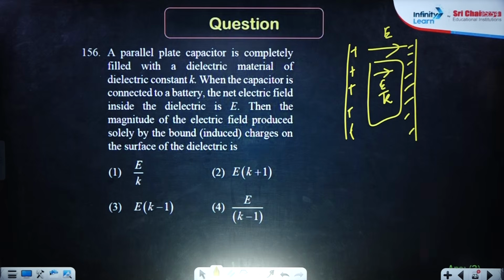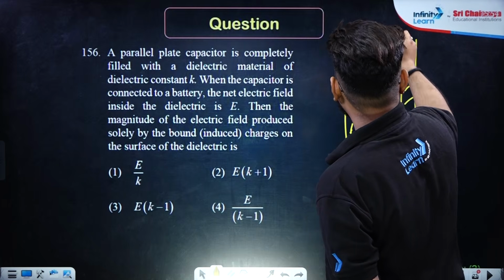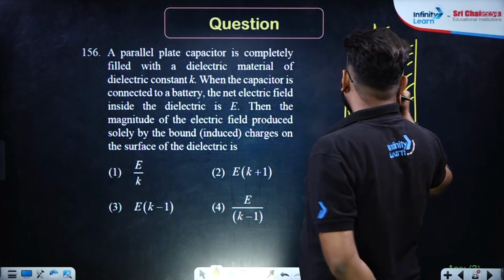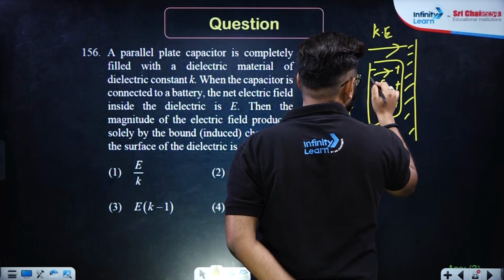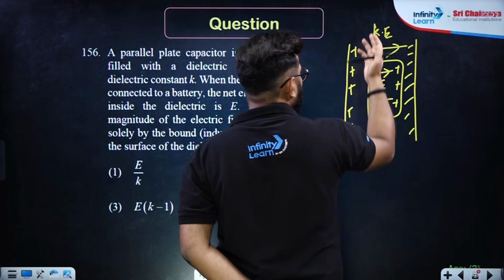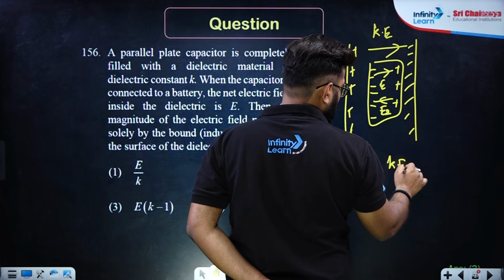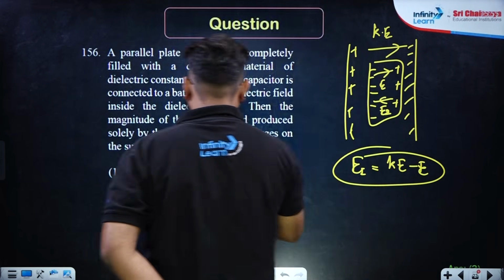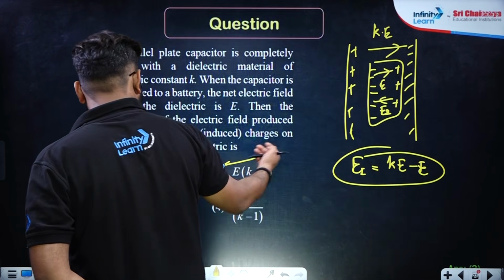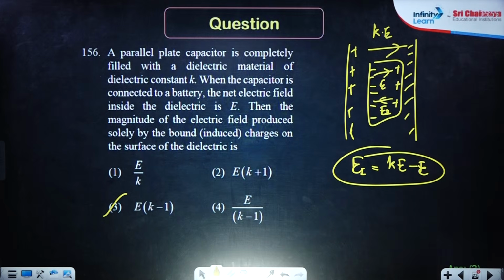Now what they are saying is, they are claiming this electric field to be E. That means the outer will be equal to how much? The outer will be equal to, they are claiming this is E, that means outer will be K times E. So due to the bound, how much will be due to the bound? Obviously due to the bound will be E induced, and that will be outside minus this. So outside is KE minus E, that means K minus 1 into E. Option number 3 is the right answer.